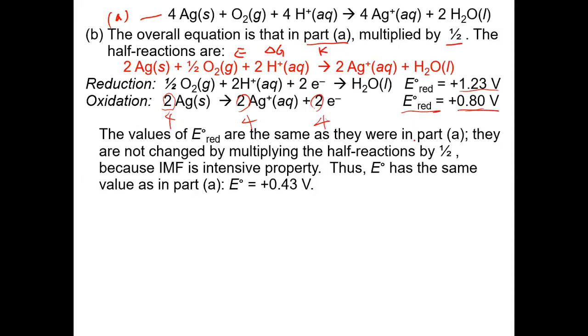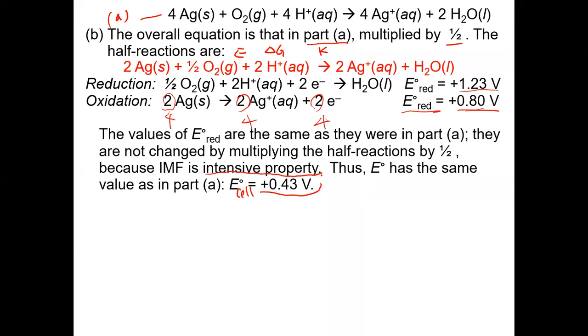E reduction, is a so-called intensive property. So it does not depend on how much we use. As a result, we still have the same number. You can call this E cell in part A. So the E is still the same, positive 0.43 volts.